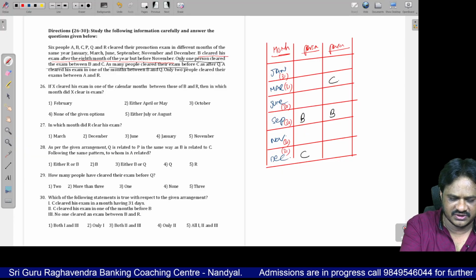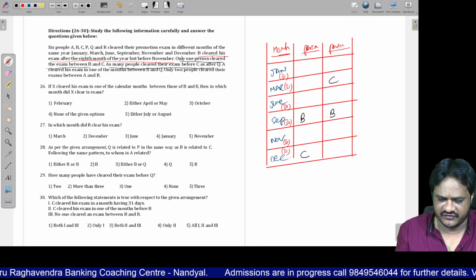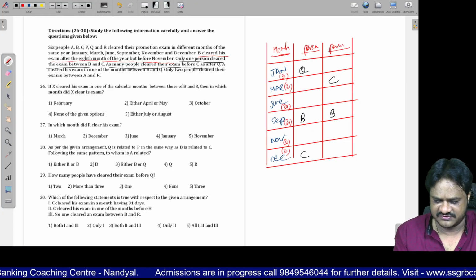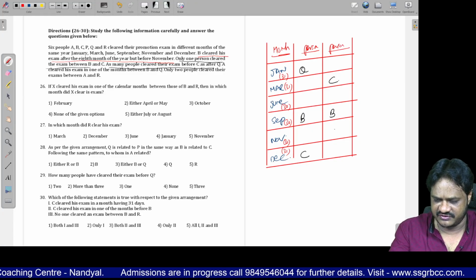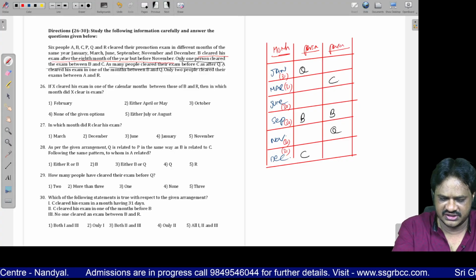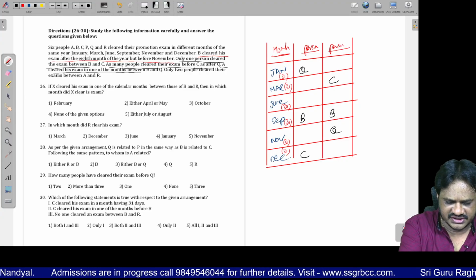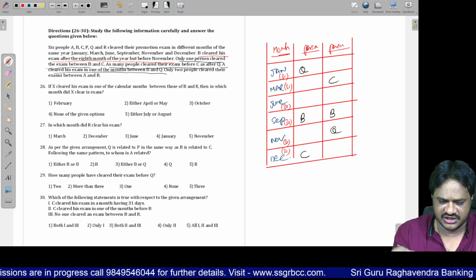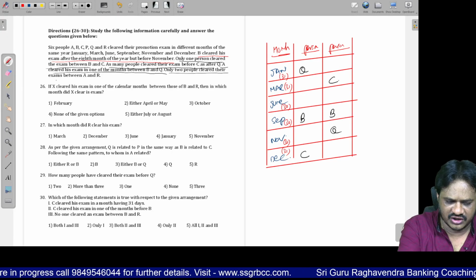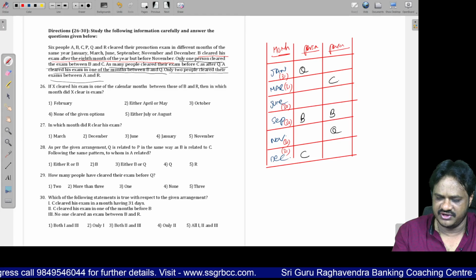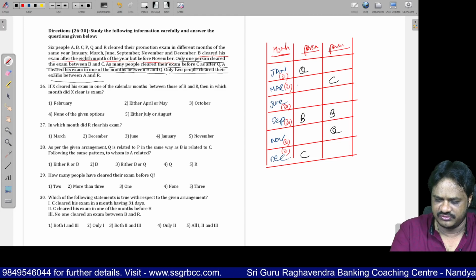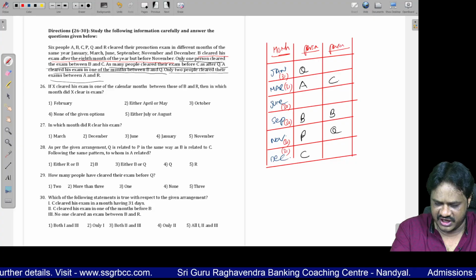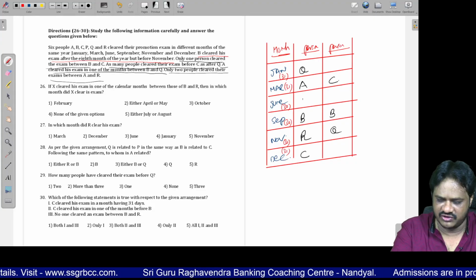As many people clear their exam before C as after Q. So C is first from the last, Q will be first from the first, and C is second from the first, Q is second from the last. Then A cleared his exam in one of the months between B and Q. So it can be either March or June. Only two people are there between A and R. Between A and R, there are only two people, means definitely it is March. After that, two people gap, R. Now we are having only one person, P.